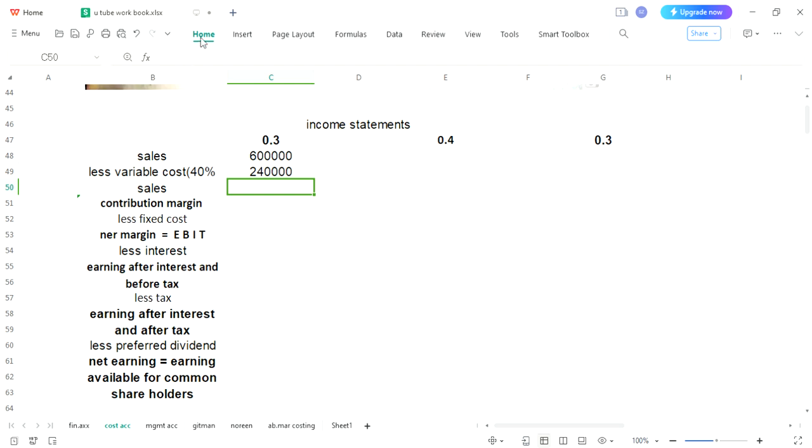At this stage, we are open to calculate our contribution margin, which is actually the difference between sales and variable cost. Over here, your sale is 6 lakh and you will subtract your variable cost, which is 2,40,000. So we have got our contribution margin. Little adjustment is needed over here as well. So 6 lakh was the amount of sales, then you have subtracted your variable cost by taking 40% of sales.